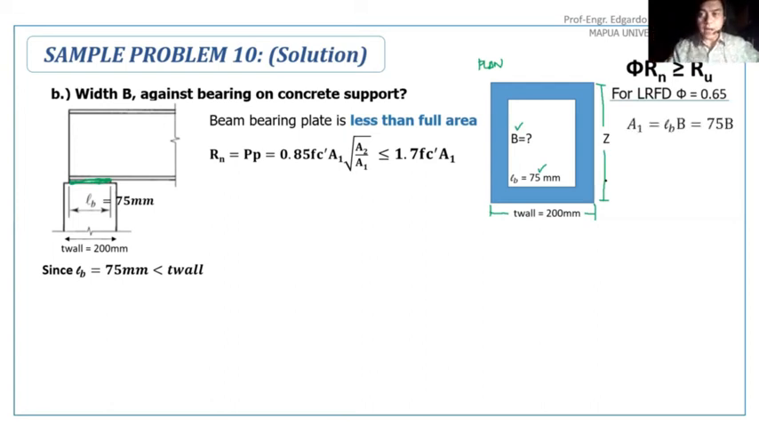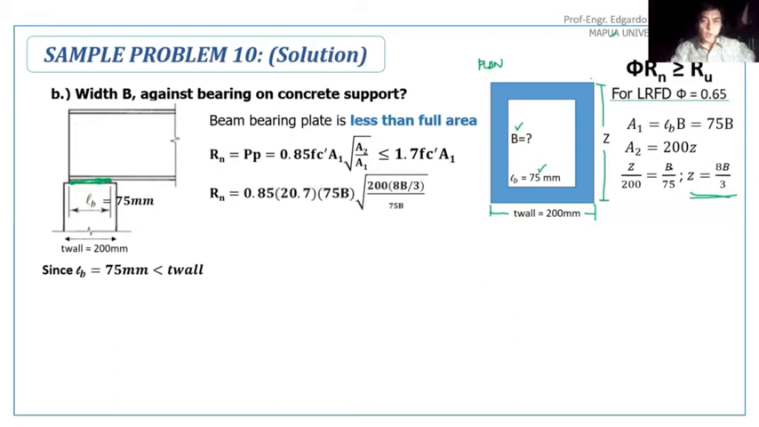Okay, so that's A1, 75 times B. Then A2 is 200 times Z. So by ratio and proportion, we could say that Z is to 200 as B is to 75. Therefore, we arrive at this relationship: Z is just equal to 8 over 3 of the B.